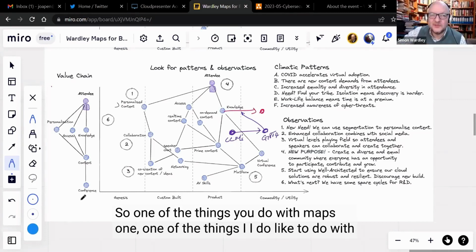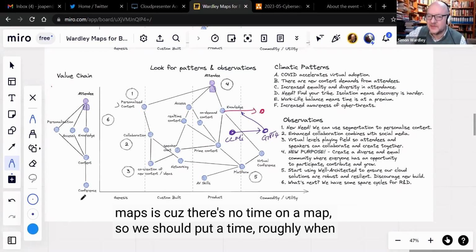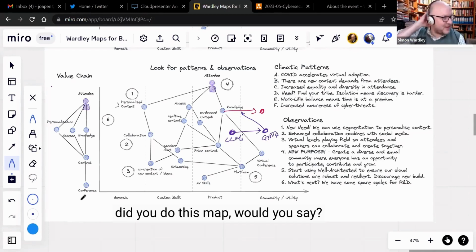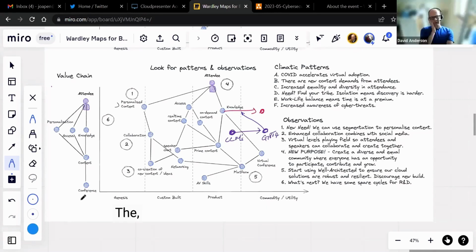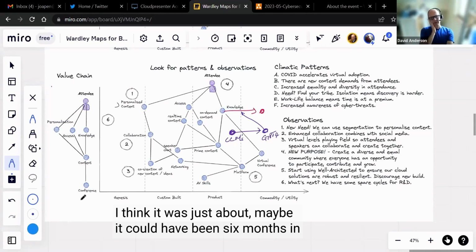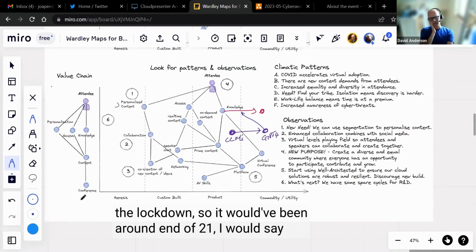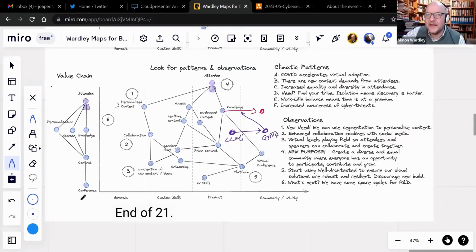So one of the things I do like to do with maps is, because there's no time on a map, we should put a time. Roughly, when did you do this map? I think it could have been 6 months into the lockdown, so it would have been around the end of 21, I would say. End of 21, so let's go November 21.